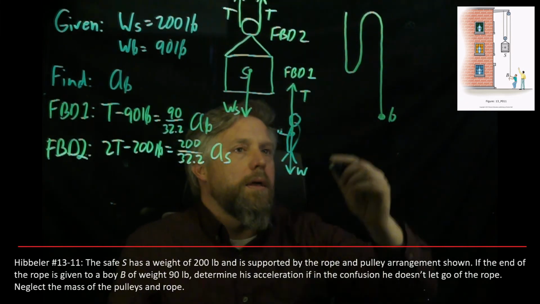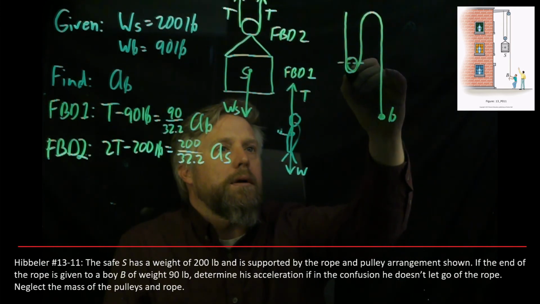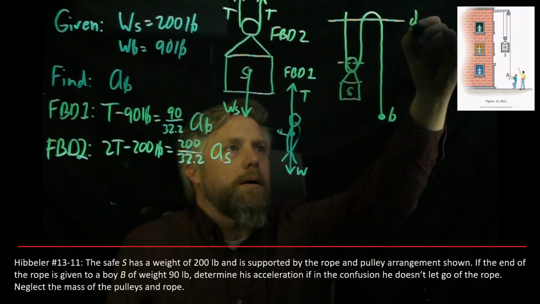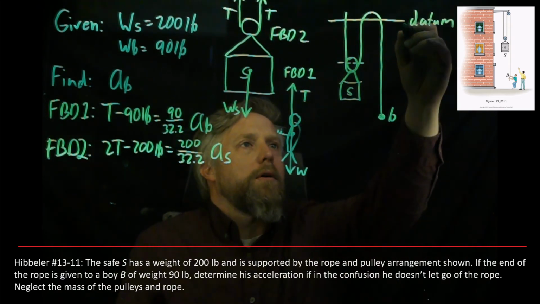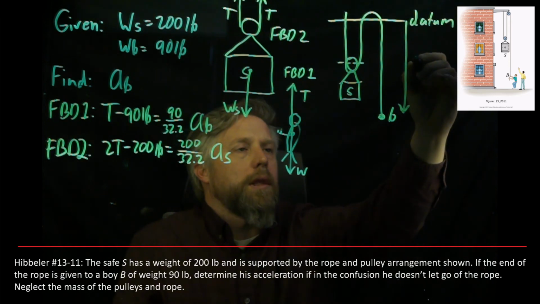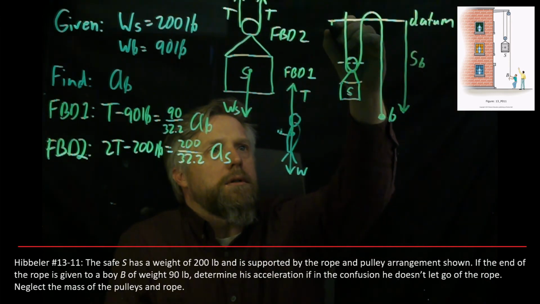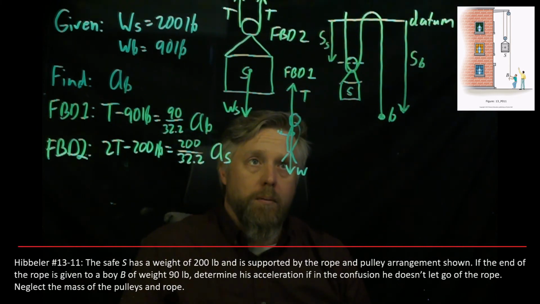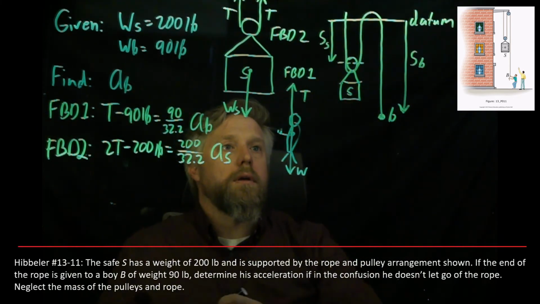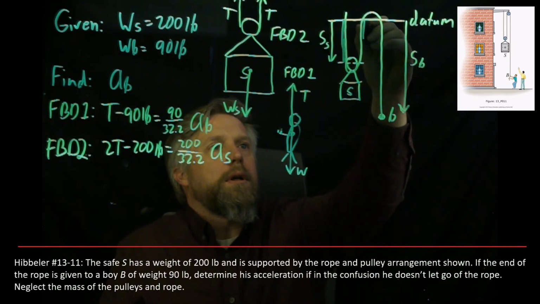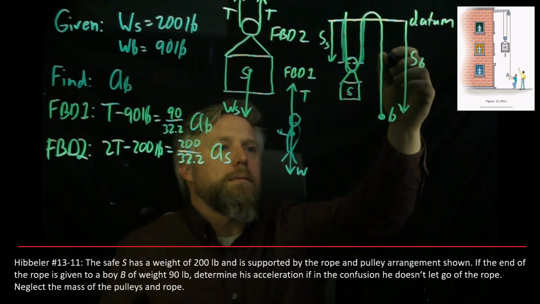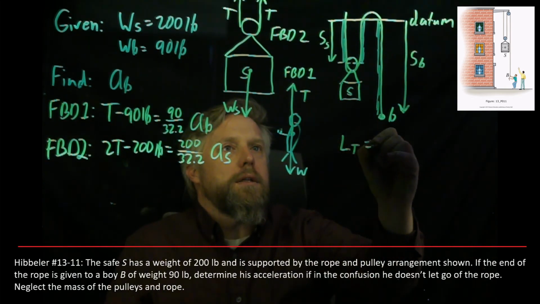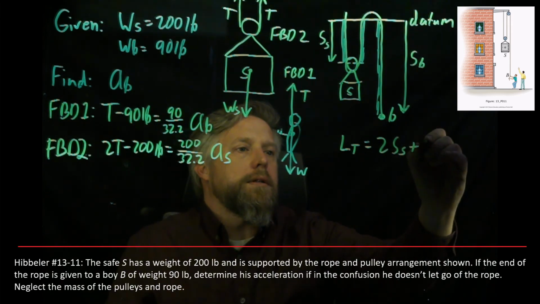We'll call that the boy down there. We've got our safe up here. And I'm going to put a fixed datum at the top. And then I'm going to have my reference distances with an arrow. This would be the position of the boy, and this would be the position of the safe. OK, now what we have to do is come up with an equation for the total length of the rope. You can see that we have two s distances, one here and one here. The other distances are not changing because they're around the edges of the pulley. And then we have a position for B. So we would have the total length of the rope is equal to 2sS plus sB.